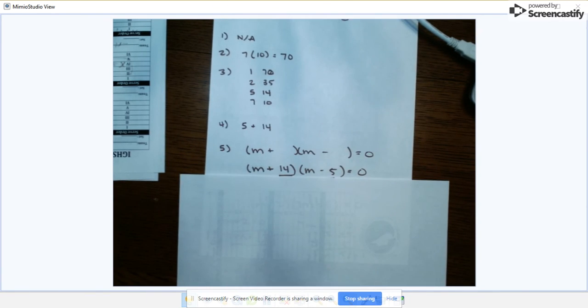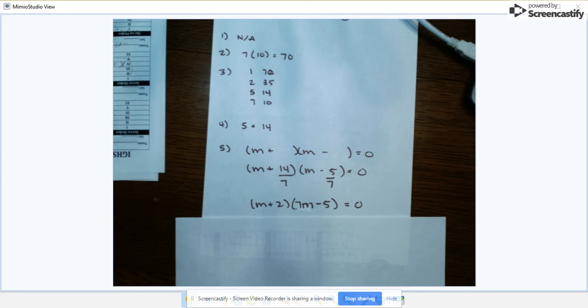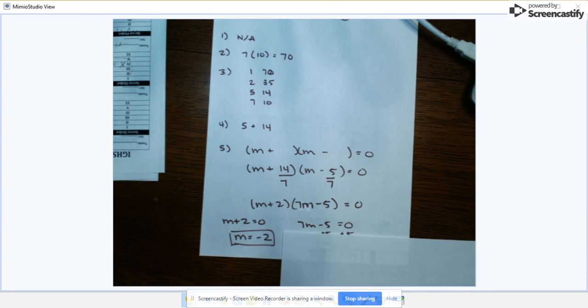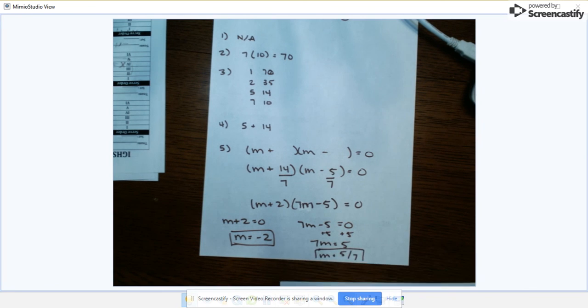Divide by the leading coefficient and simplify. So our first parenthesis simplifies to m plus 2, and our second parenthesis simplifies to 7m minus 5. And now we need to solve. So we set each piece equal to 0 right here and solve. On the left, it's a one-step equation, and we get m equals negative 2. Here on the right, we'd have to add 5 and then divide by 7, so we get m equals 5/7. Those are our two solutions.